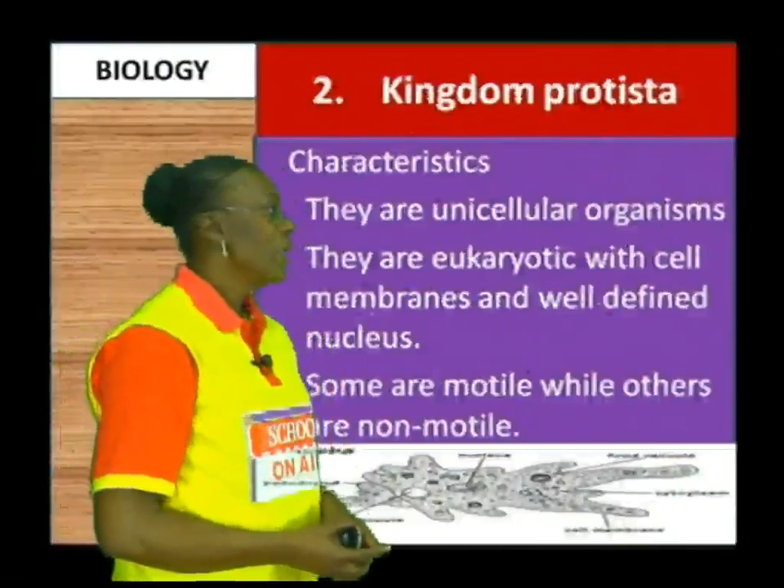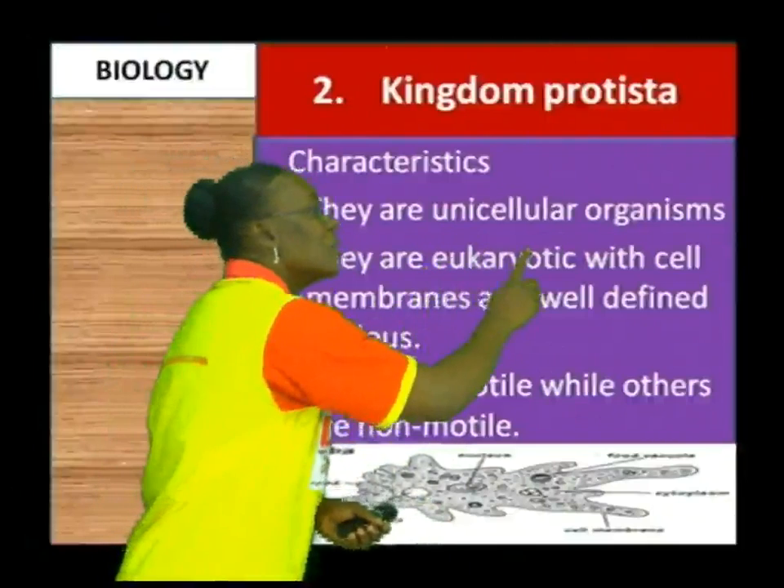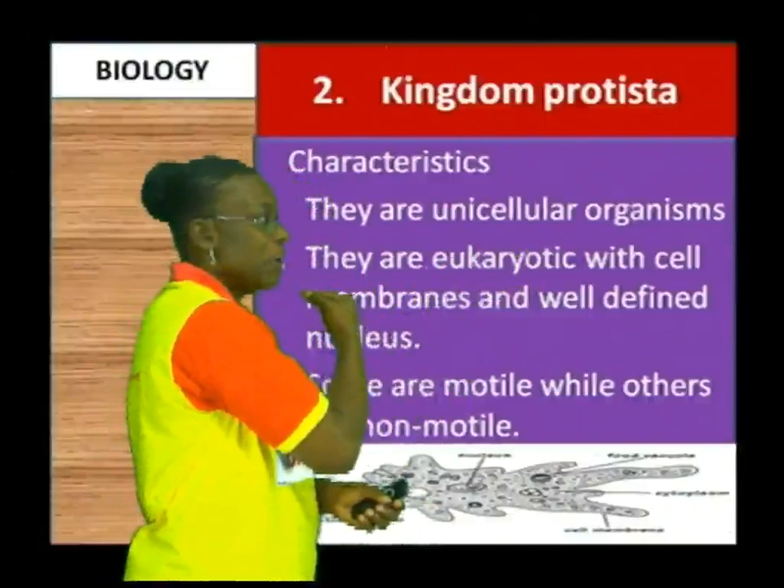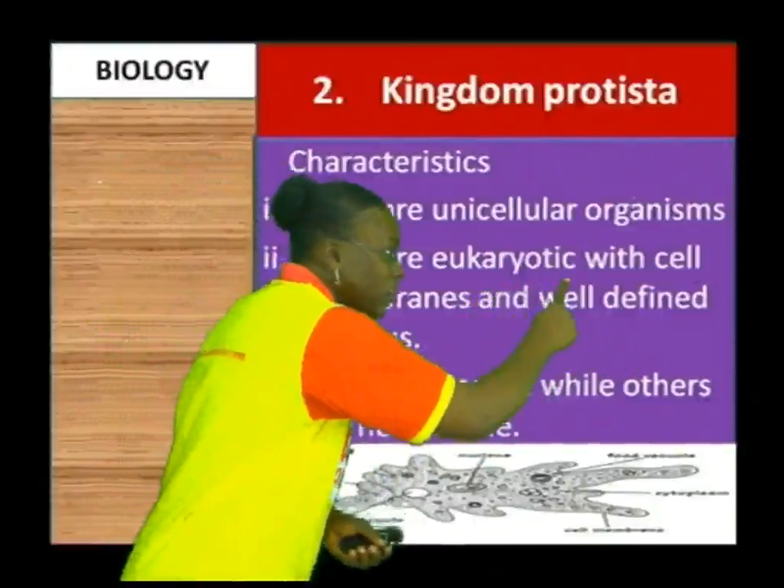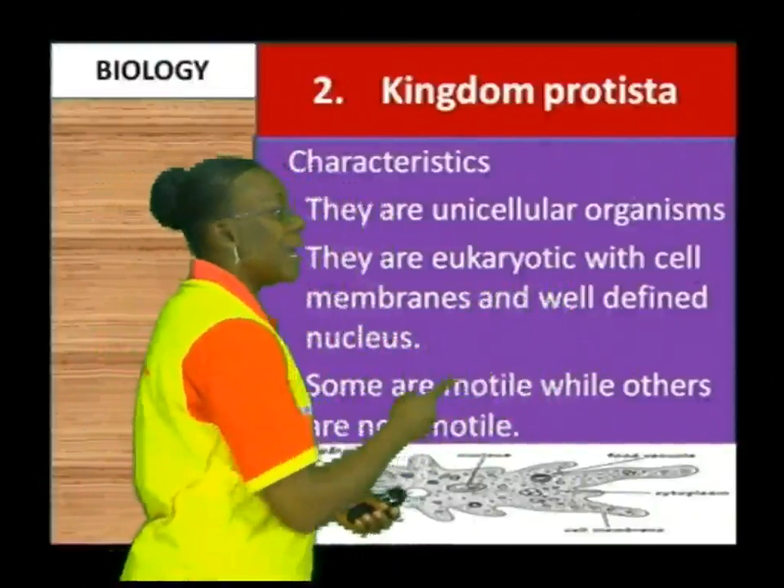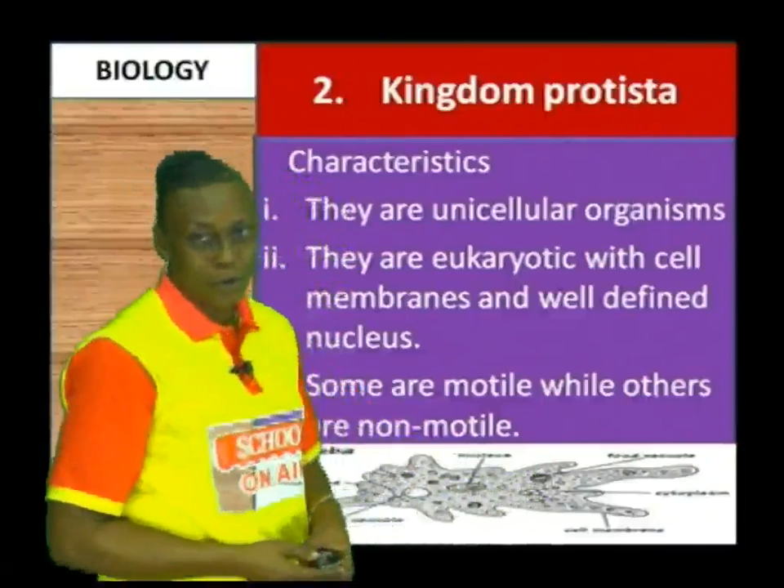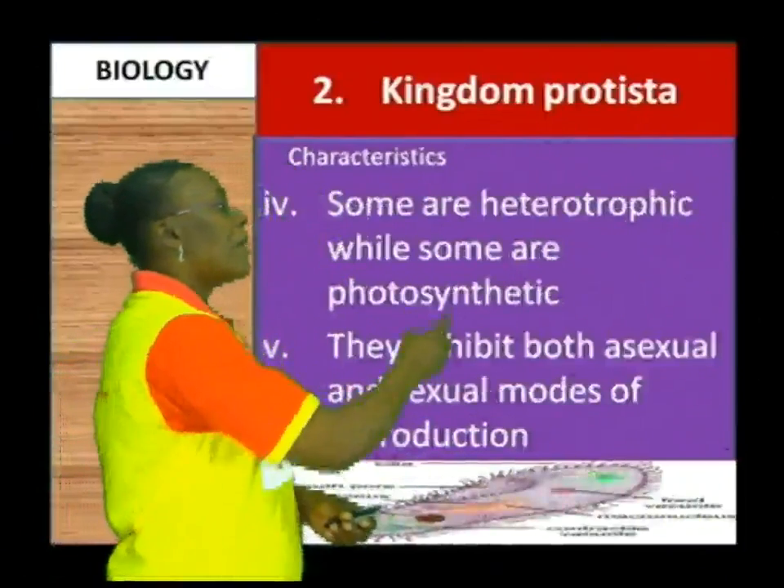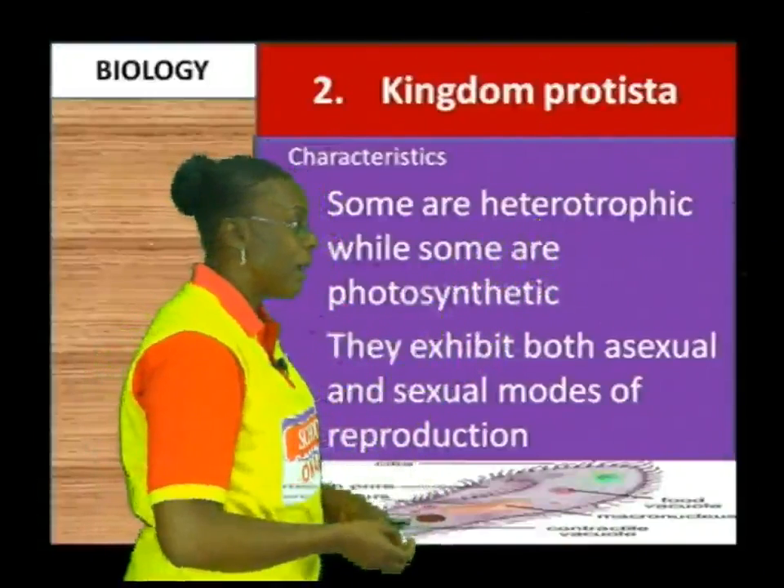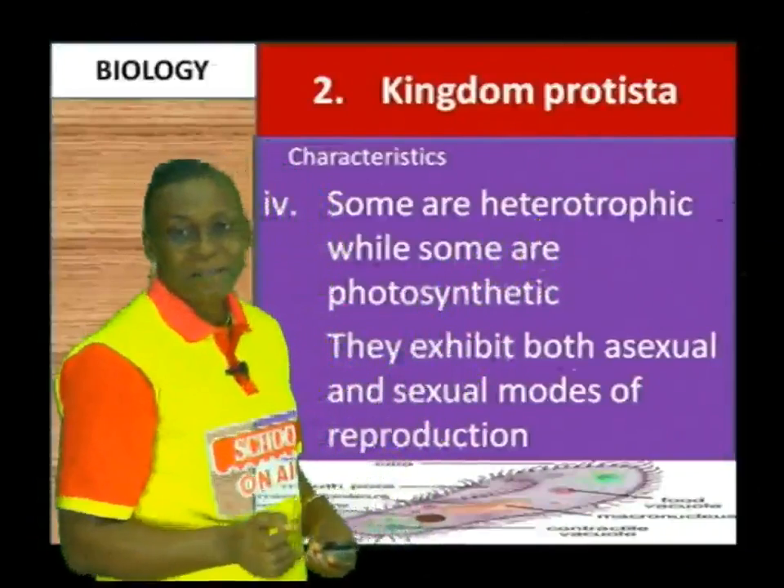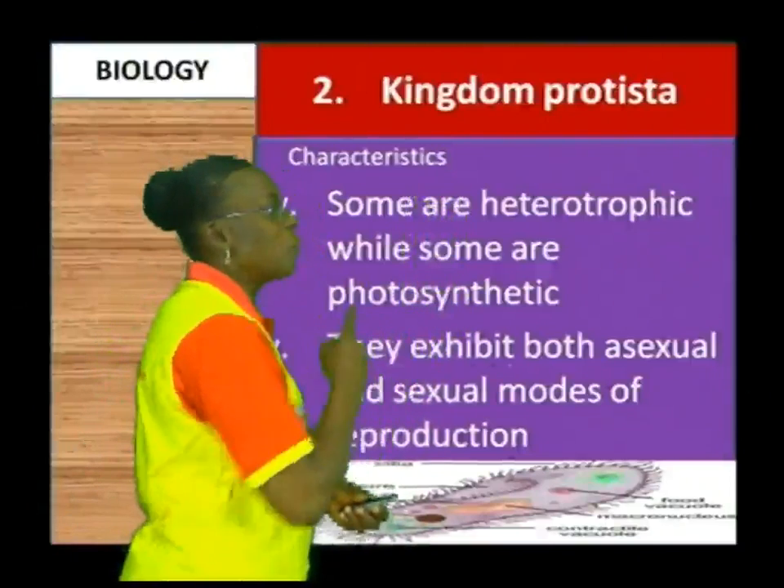Now we look at the second kingdom, protista. The characteristics first. They are also unicellular. They are made up of only one cell. And then they are eukaryotic, as against prokaryotic of the other kingdom. These ones are eukaryotic with cell membranes and a well-defined nucleus. Then some are motile and some are non-motile. You can see an example of a motile one. This is an amoeba moving with a pseudopodium, or pseudopodia, plural. Now, some are heterotrophic. That is, they cannot manufacture their food. They engulf food like an amoeba. And then some are photosynthetic. Some of them have a green structure, the chlorophyll, and so they can manufacture their own food. So some are heterotrophic, some are autotrophic or photosynthetic.